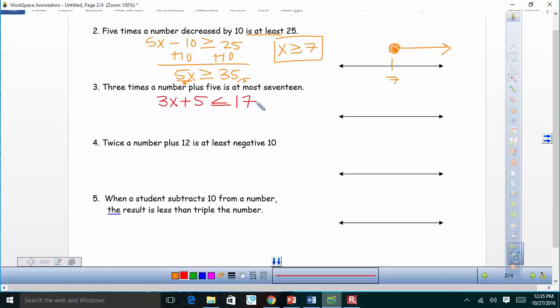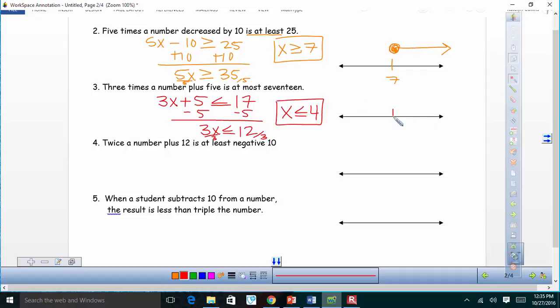Okay? So from here we would subtract 5 from both sides. This would give us 3x is less than or equal to 12. We would divide by 3. And x would be less than or equal to 4.